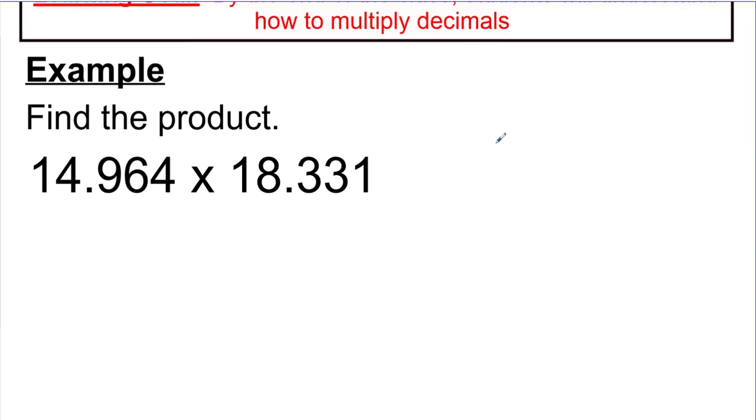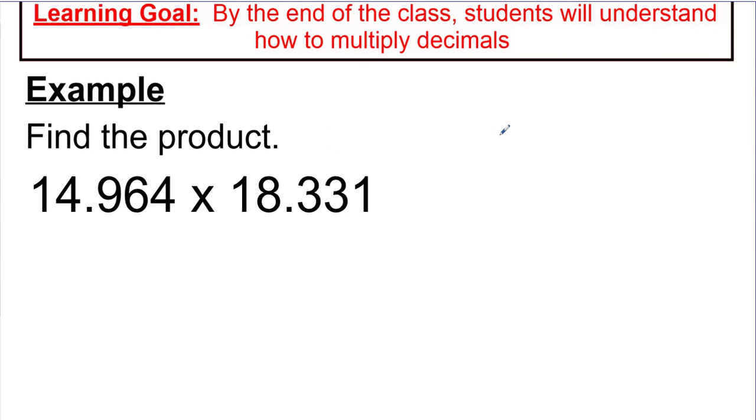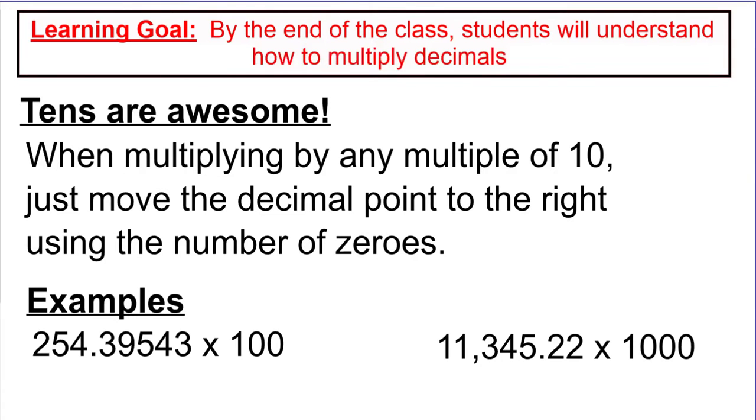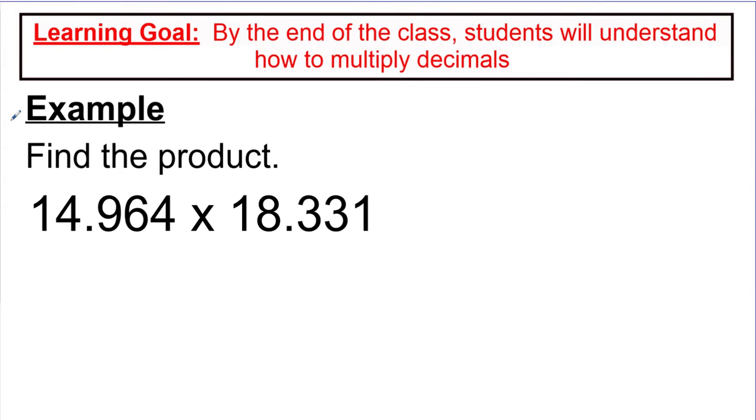Okay, so let's look at one that's slightly larger. Right, we got a lot going on here. Okay, so 14.964 and 18.331. Right, so this is one that's really all about organization.